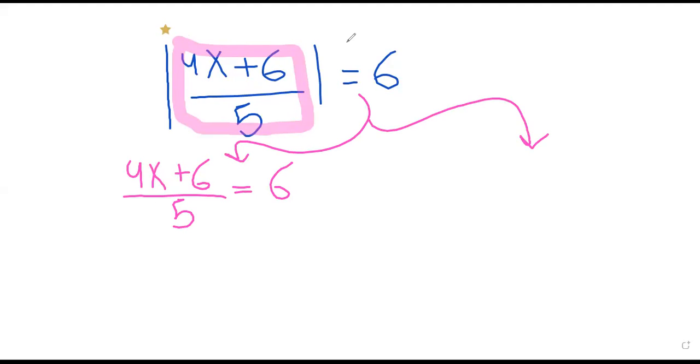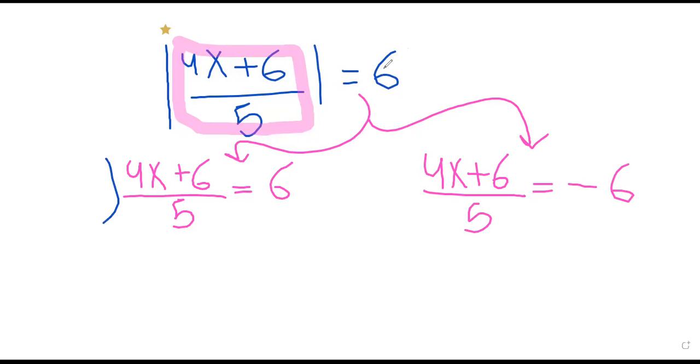What is inside the absolute value, which is (4x + 6) over 5, is equal to negative the number written in the right-hand side. So negative 6. Positive 6 is the first case, and negative 6 is the second case. And I'm going to solve each equation alone. So how to solve it?